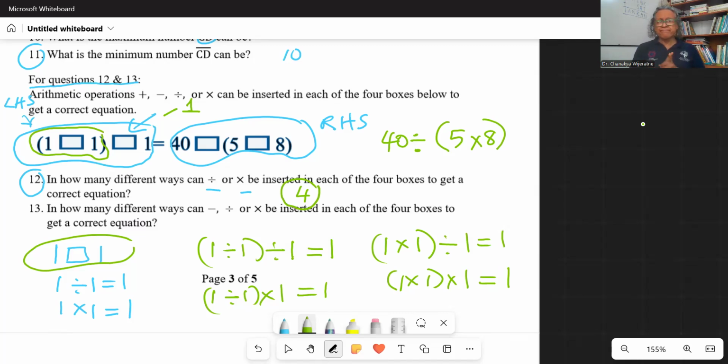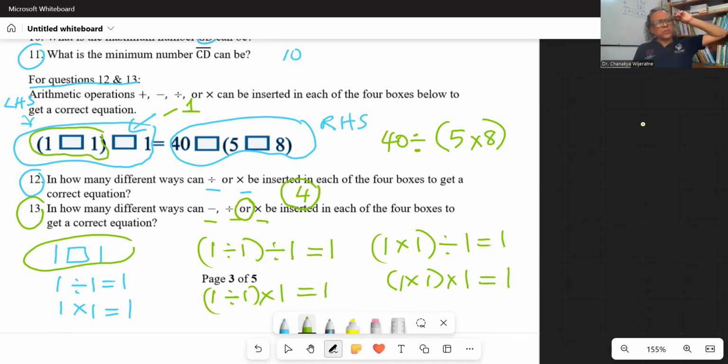That was interesting, right? Number 13. In how many different ways can we now have subtraction in addition to multiplication? Subtraction, division, multiplication, we can use any one of those 3, and we have to get a balanced scale, right? So these 4 are there. We found them in number 12, because we can use any 2. Any 2. So those 4 are there.